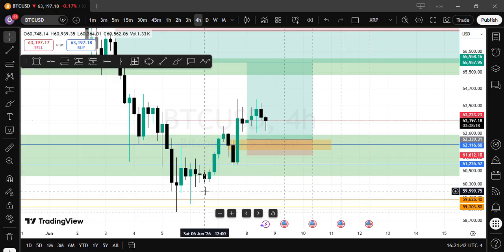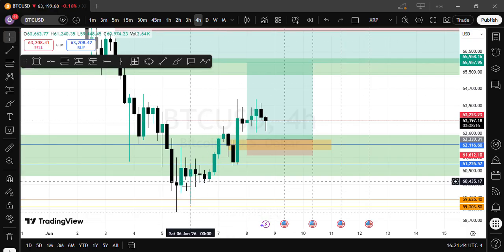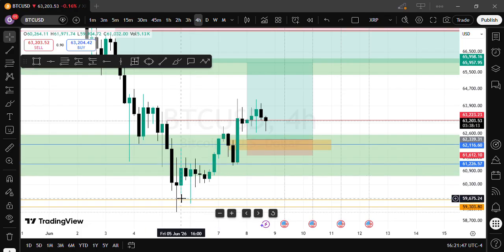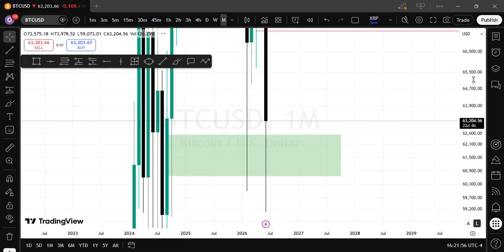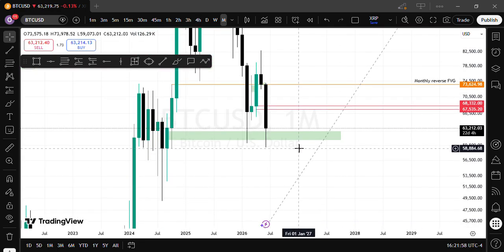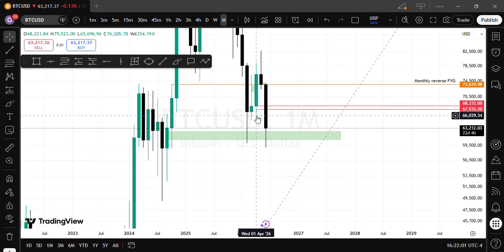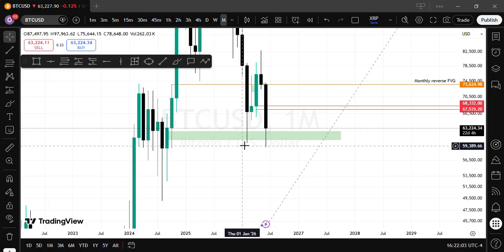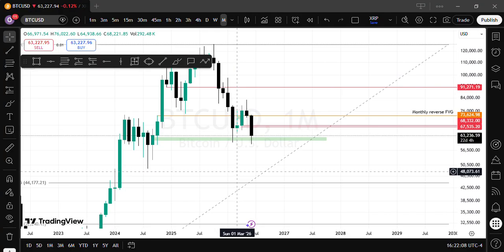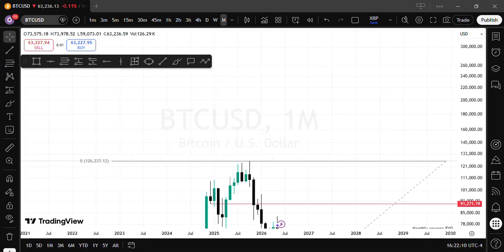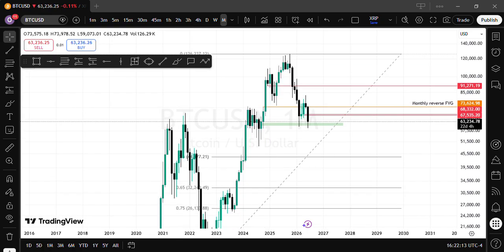I was watching how price reacted, then I saw this movement up. Now let me give you my full overview. I remember telling you guys on the monthly time frame that I'm expecting price to take out this body, this low, and this low, which is what price has done. Now, overall, I'm still bearish, right? Why am I still bearish? Because we are reacting off a reverse fair value gap on the monthly time frame.